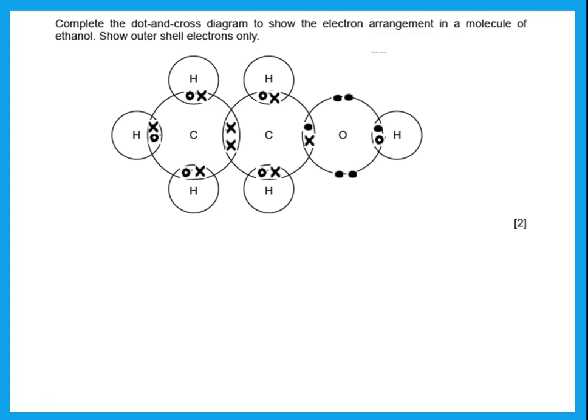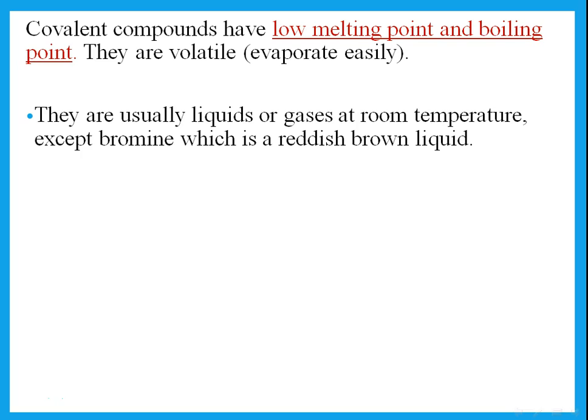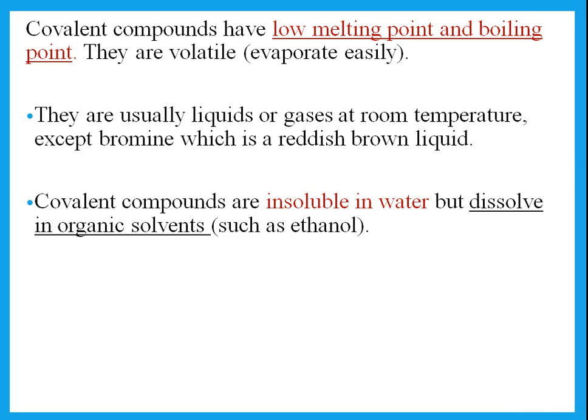Sorry, is that okay? Okay, covalent compounds have low melting points and boiling points, so they are regarded as volatile. Remember that the word volatile means evaporates easily. So remember, ionic compounds have much higher melting points and boiling points than covalent compounds. Covalent compounds are usually liquids or gases at room temperature, except bromine, which is a reddish brown liquid.